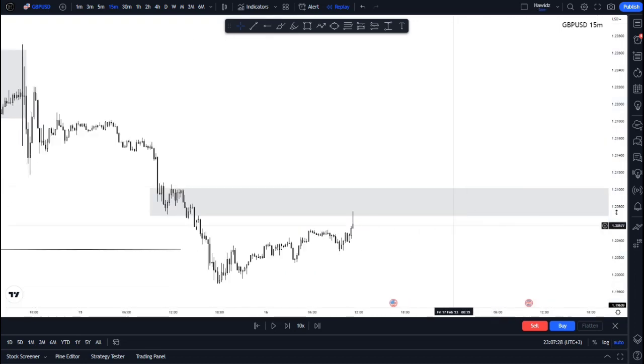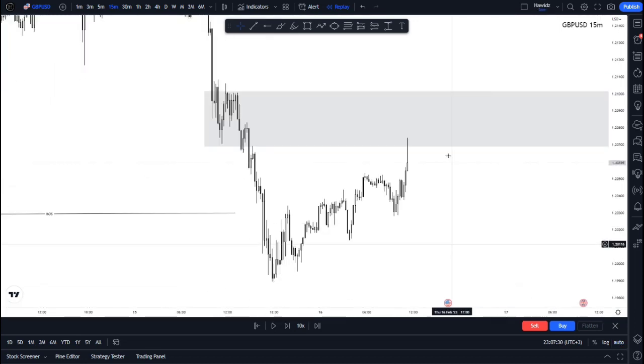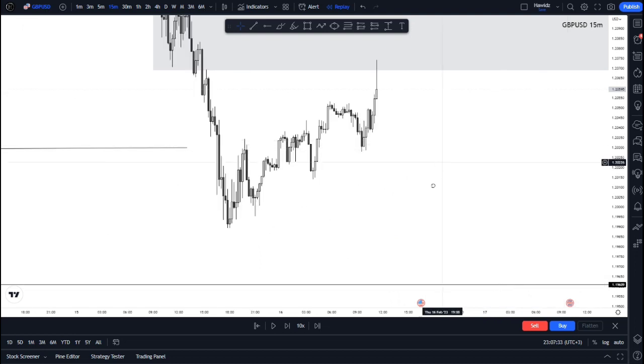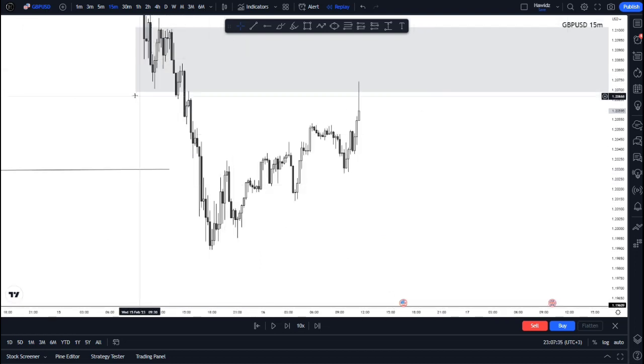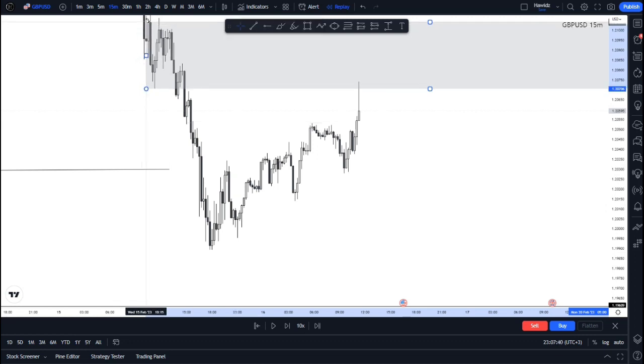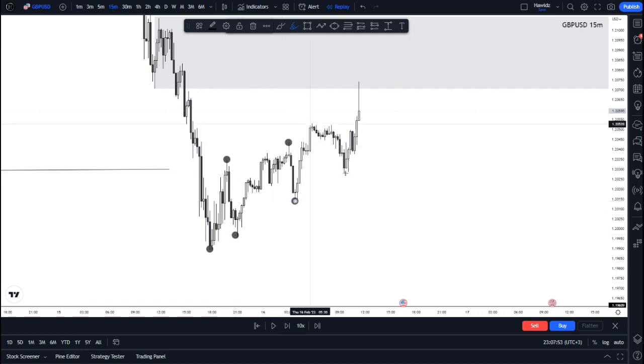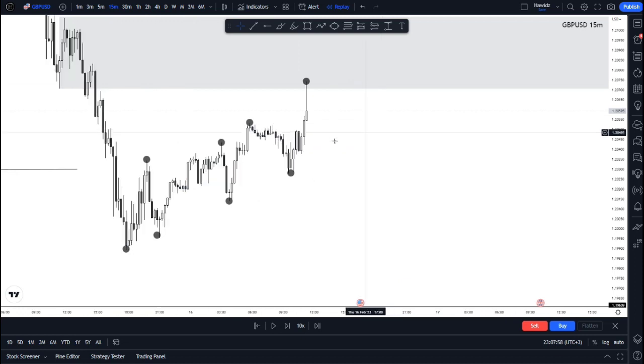Okay, so from price tapping our POI, let's analyze what's happening in here from an intraday perspective. From an intraday perspective, we had a low, higher high, higher low, higher high, higher low, higher high, higher low, and higher high. At the moment, we're currently ranging within this area here.